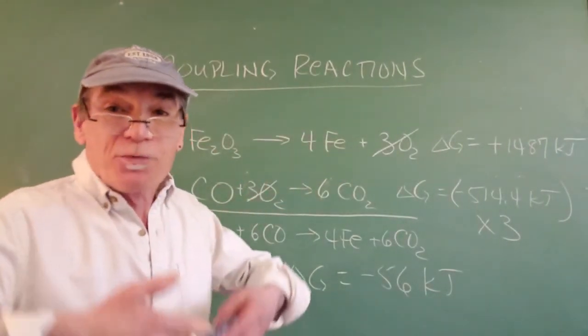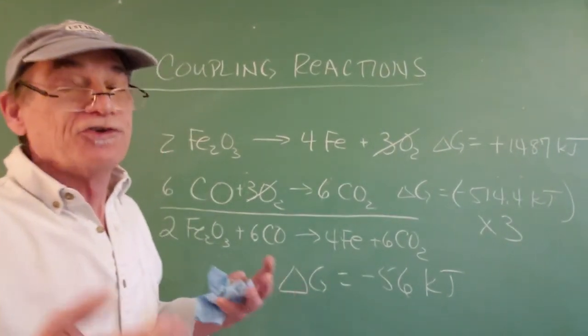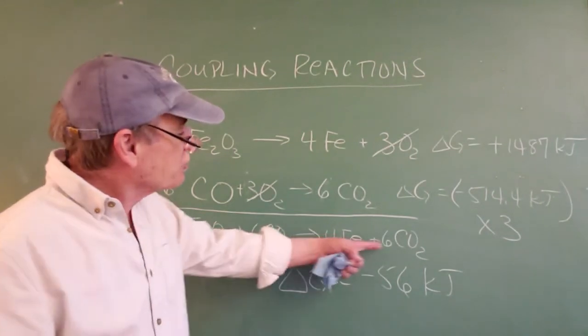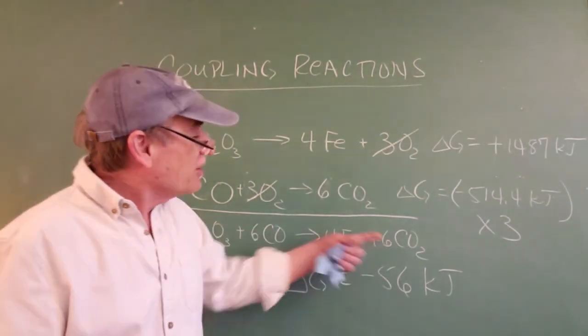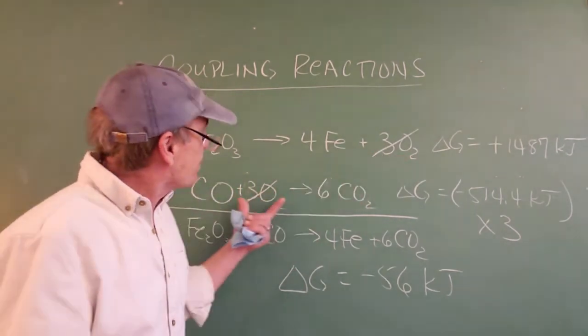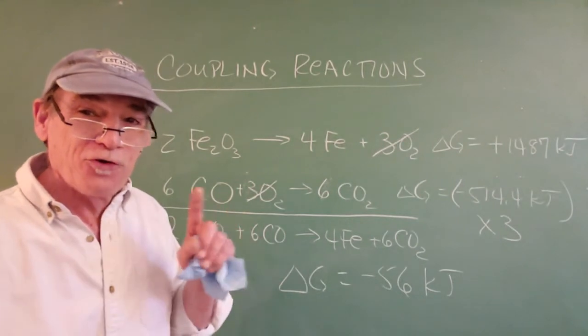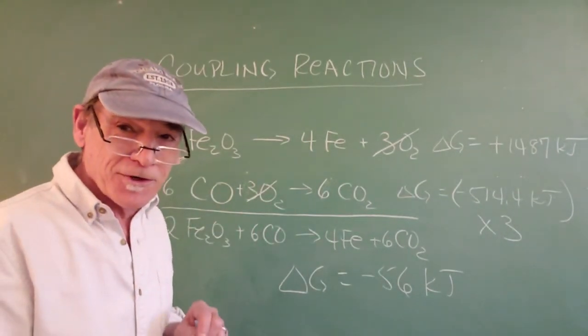So as the carbon monoxide bubbles through the molten iron ore, sure enough, this oxidation reduction reaction begins. And it's because these two reactions have a reactant and a product in common and could be coupled together. Again, you see this over and over and over in human biochemistry.